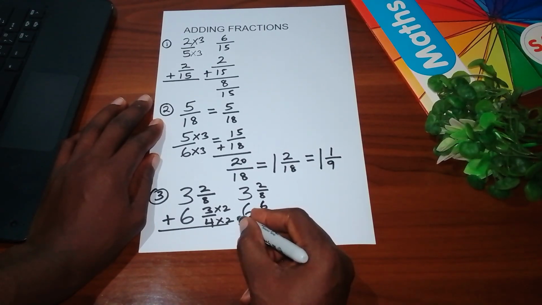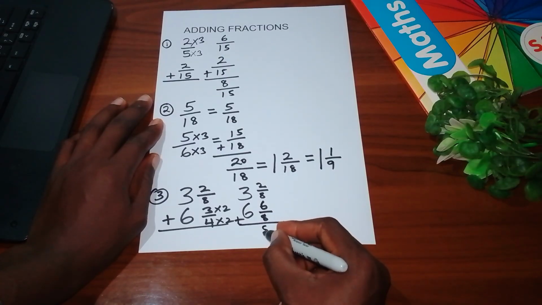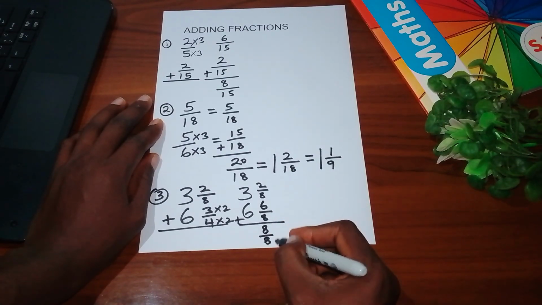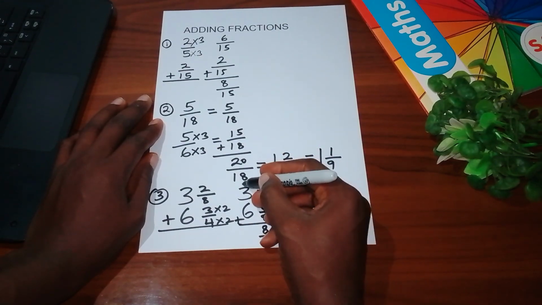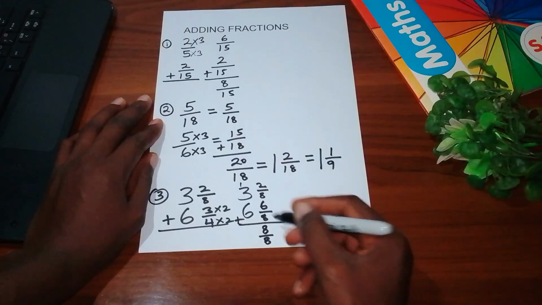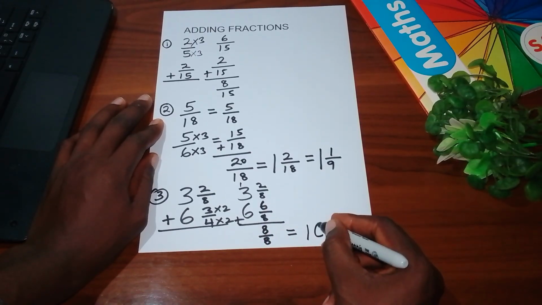Then we can add this. 2 plus 6, that is 8. And 8 out of 8 is the same as 1. So we will carry this 1 on top here. And we have 1 plus 3, that is 4. 4 plus 6. So our final answer here will be 10.